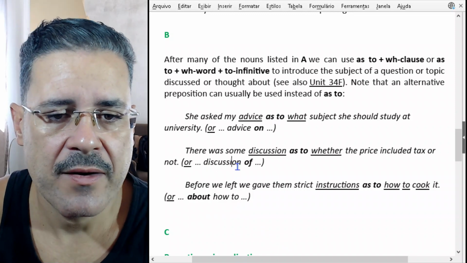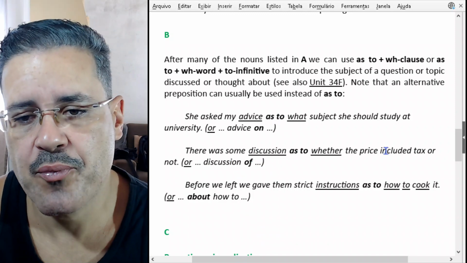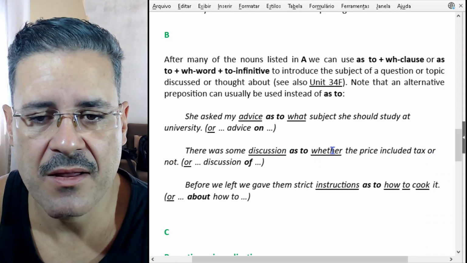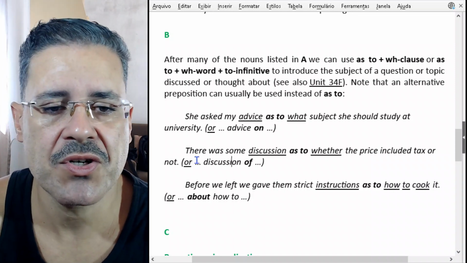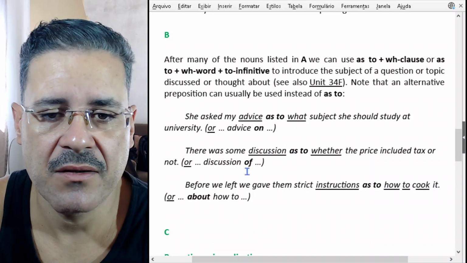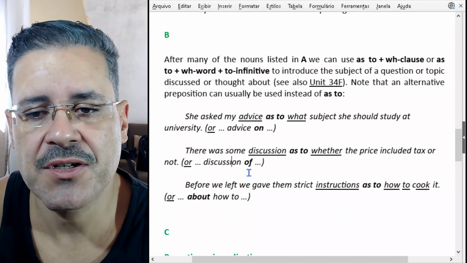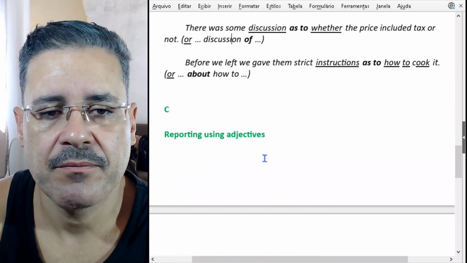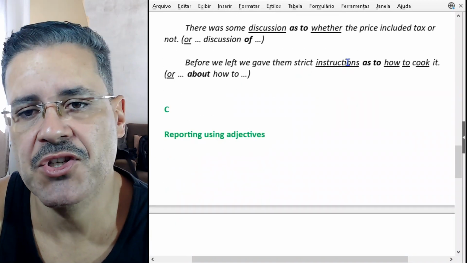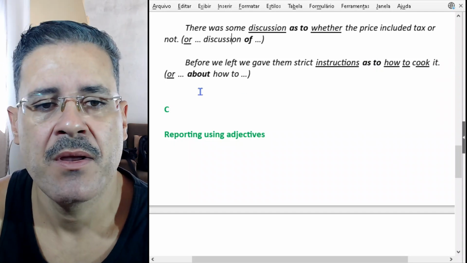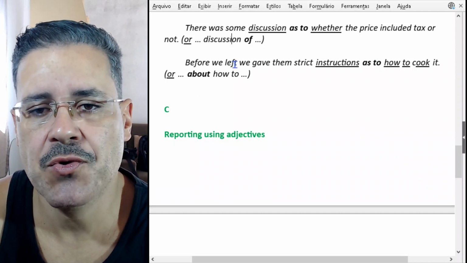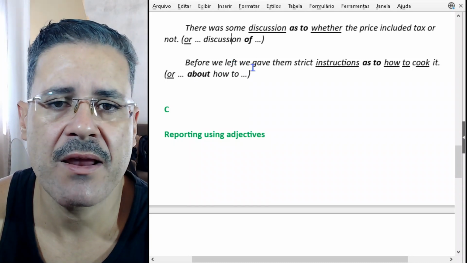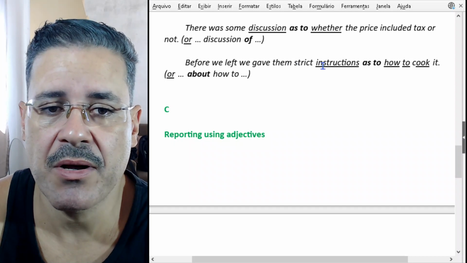Another example, there was some discussion as to whether the price included the tax or not. Or there was some discussion of whether the price included the tax or not. Another example, before we left, we gave them strict instructions as to how to cook it. Or before we left, we gave them strict instructions about how to cook it.